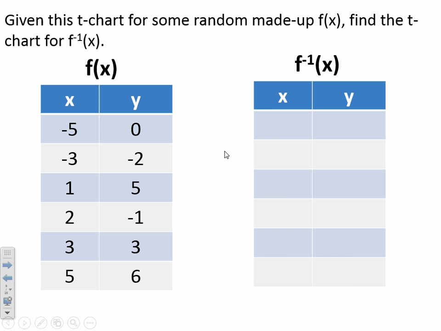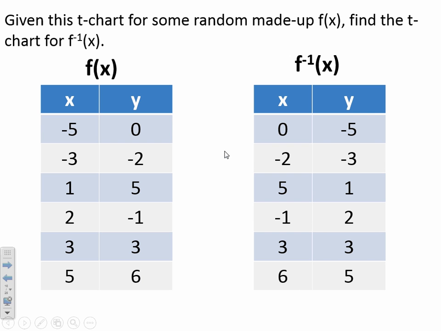All right, now we're back. Here are the answers. What we did is we just switched the x and y coordinates on the inverse. So if -5, 0 is on the original, 0, -5 is on the inverse. So on and so forth, through all of these different points, each point on the original gives us a point on the inverse. Okie dokie.